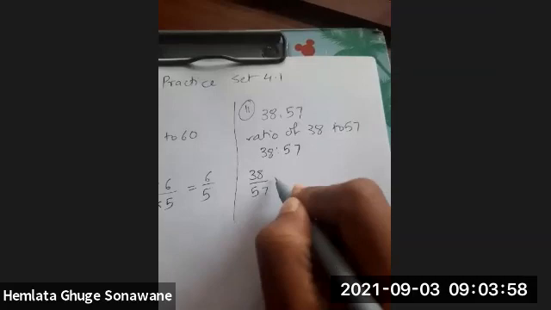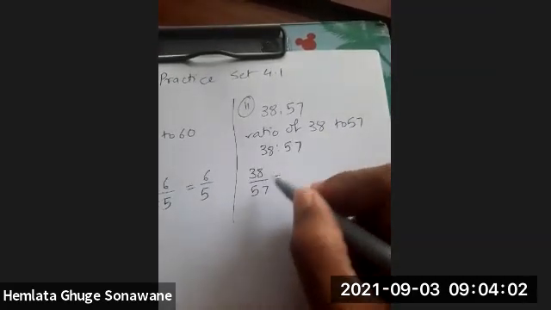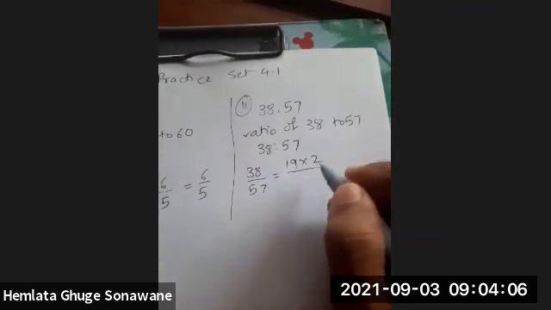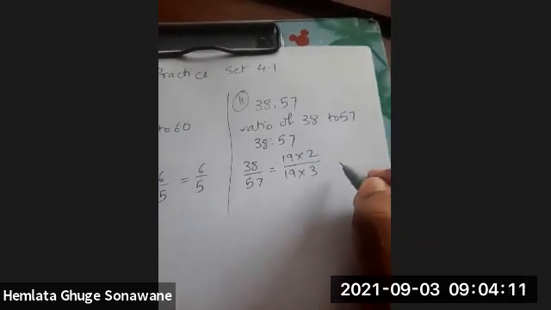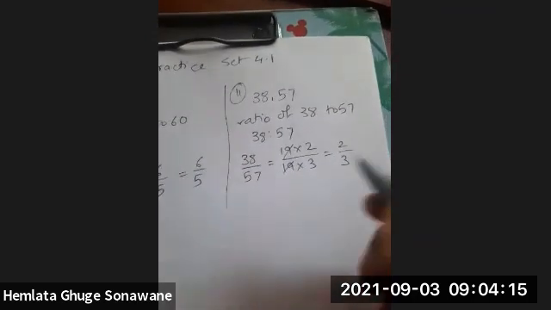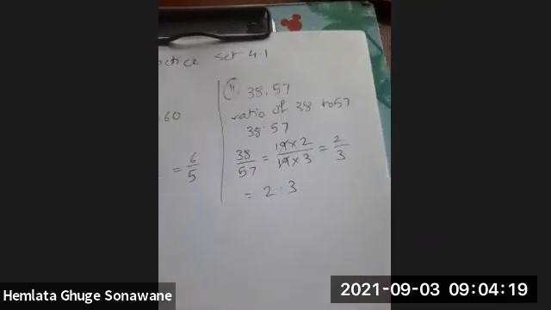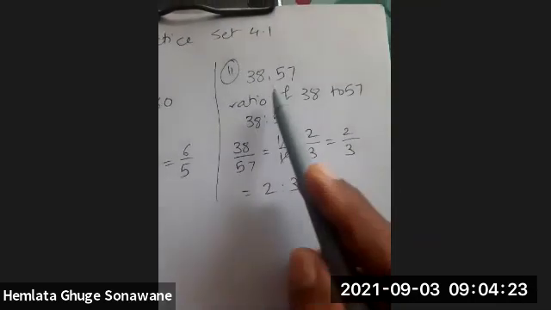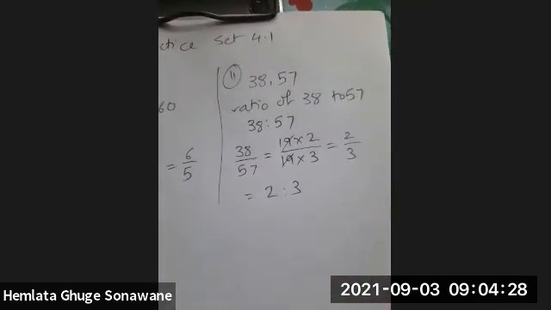38 upon 57. Now we have to split both the terms. 19 twos are 38 and 19 threes are 57. So here 19 cancels and we get 2 upon 3. Therefore, write 2 as to 3. This is the reduced form of 38 to 57.